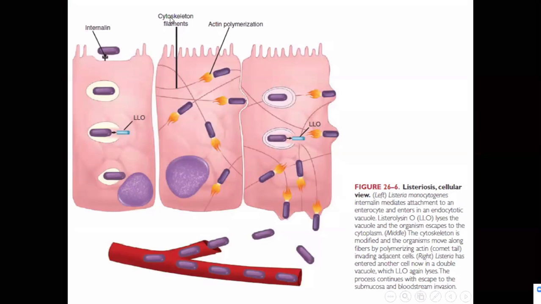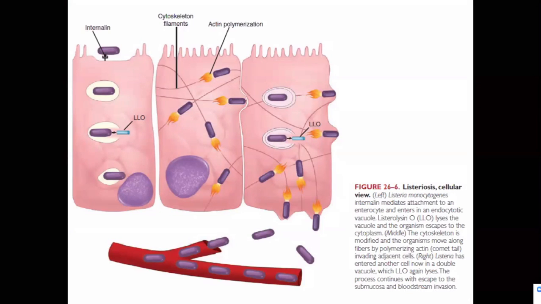and go to the cell here in the middle, using the cytoskeleton filaments. These are the cytoskeleton filaments, and they cause actin polymerization and form the comet tail. This is the comet tail, the yellow one, by which it can move backwards.